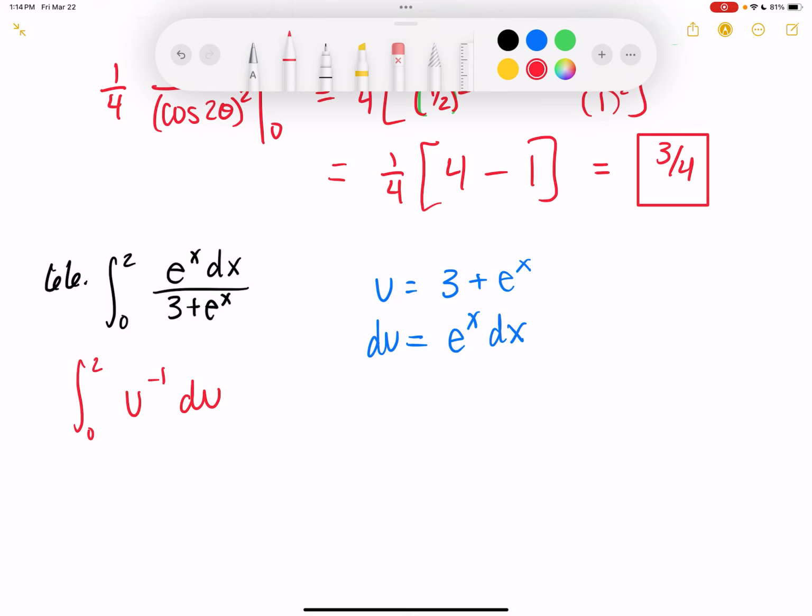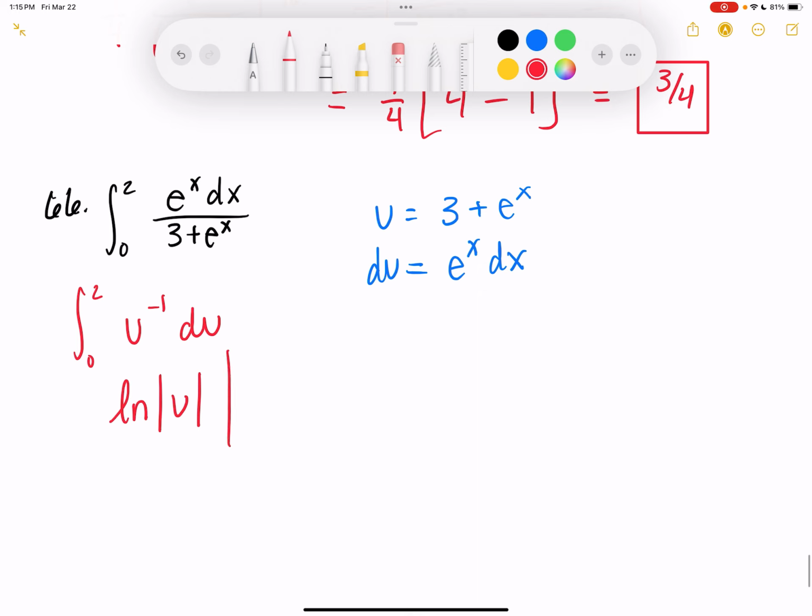The derivative of what gives me 1 over u? Yeah, so ln of u, and remember we want to be careful that we have those absolute value bars on there because we don't know what u is or if u could possibly be negative. Now, 3 plus e to the x, there's no way for that to be negative, so don't really have to worry about that, but still. So now, this is going to be evaluated from 0 to 2. So I've got the ln of 3 plus e to the x evaluated from 0 to 2.